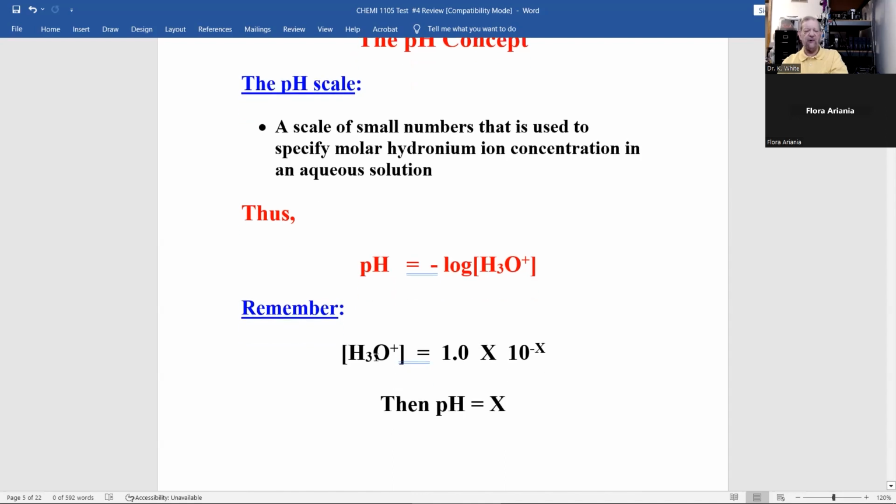Now, if the hydronium ion concentration is 1.0 times 10 to the minus x, then the pH is x. On a test, I'll always have some number written as 1.0 times 10 to the minus x. So that's my gift to you. Shh, don't tell anybody I'm being nice. Remember that. You don't have to learn, even though Dr. White knows how to do logarithms on a calculator, because I'm going to always give you this to make your life easier. Now, this is the pH.